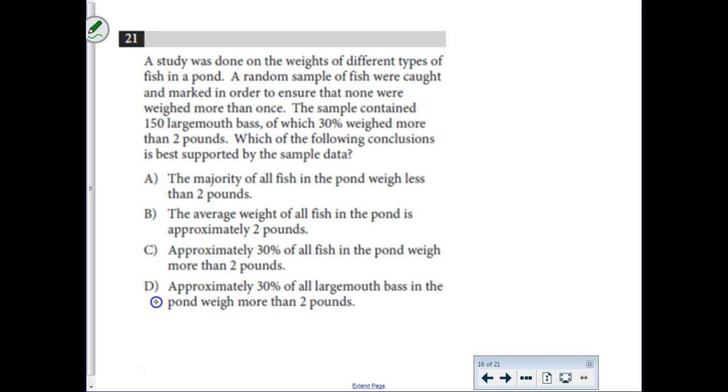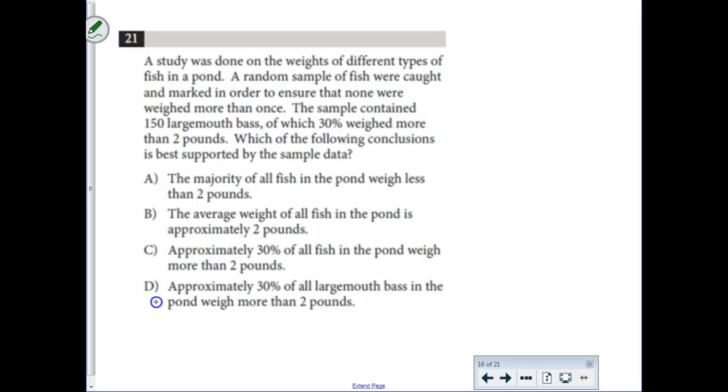Thank you. Oh gosh, we got to the last page. Oh man, we're on a roll. Number 21. A study was done of the weights of different types of fish in a pond. A random sample of fish were caught and marked in order to ensure that none were weighed more than once. The sample contained 150 largemouth bass, of which 30% weighed more than 2 pounds. Wow. Okay. I could read. Here we go. Which of the following conclusions is best supported by the sample data?